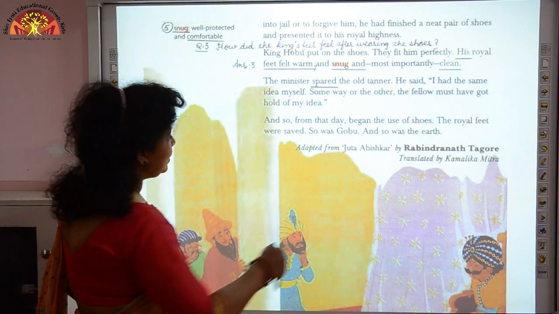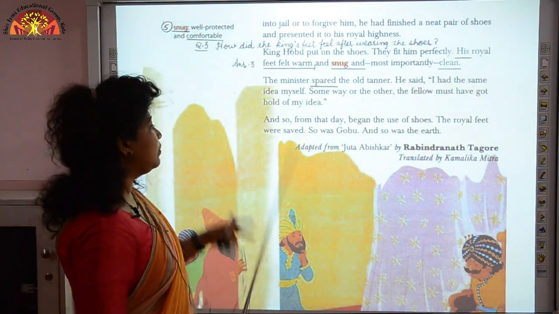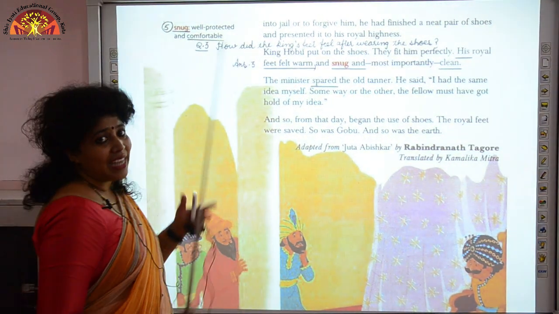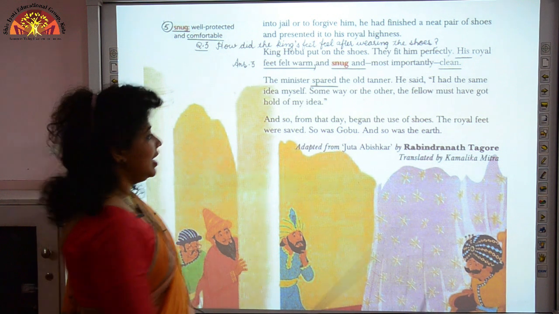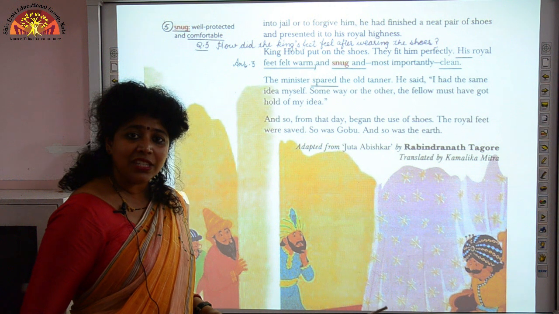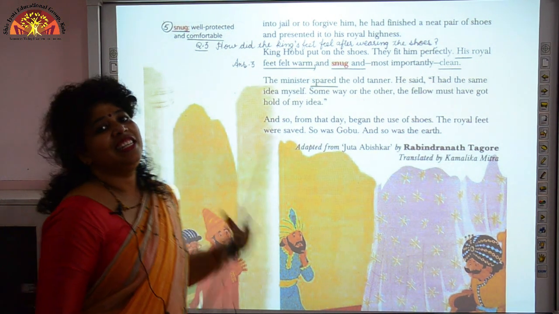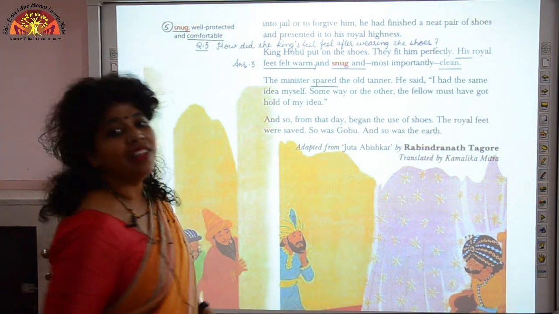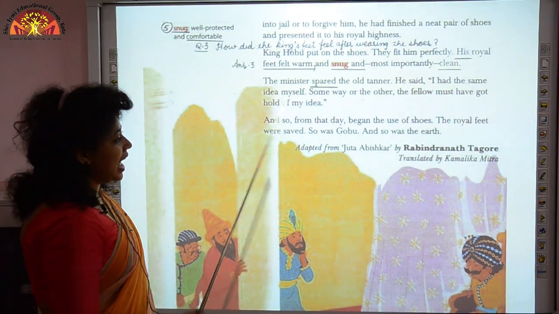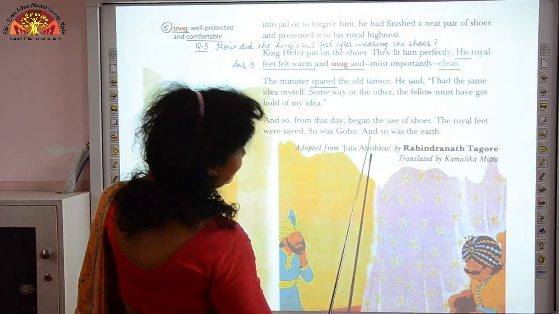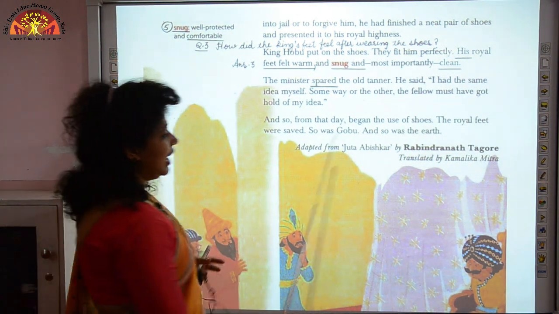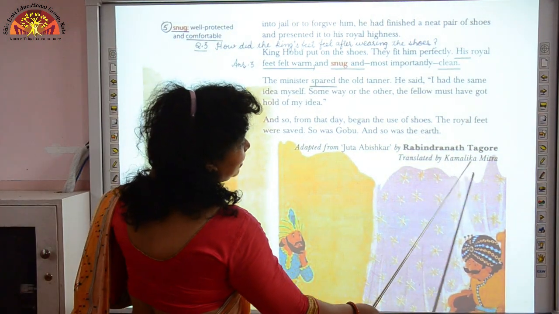The royal feet were saved. The royal feet were saved from the dust. So was Gobu. Gobu was saved from the king's anger, and so was the earth, because nobody caused more sufferings to the people there because of the silly suggestions of the so-called wise people. So this chapter, children, has been adapted from Jhuta Abhishkar by Rabindranath Tagore. This was initially in Bengali and had been translated by Kamalika Mitra.